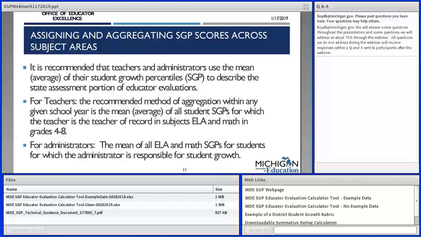So the guidance that we provide for how to determine ratings using student growth percentiles is to use the mean of student growth percentiles, aggregated when the data is available over a 3-year period of time. So for teachers, the recommended method of aggregating SGPs over the course of 3 school years is to determine the mean of all student growth percentiles for which the teacher is teacher of record in ELA and math in grades 4 through 8. For administrators, the mean of all ELA and math SGPs for students for which the administrator is responsible for student growth.